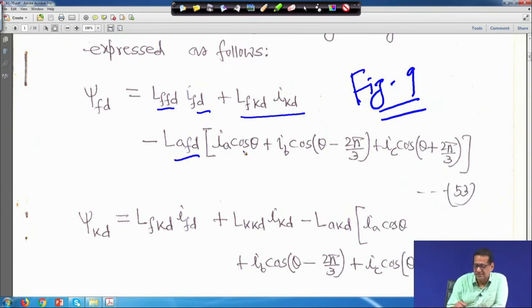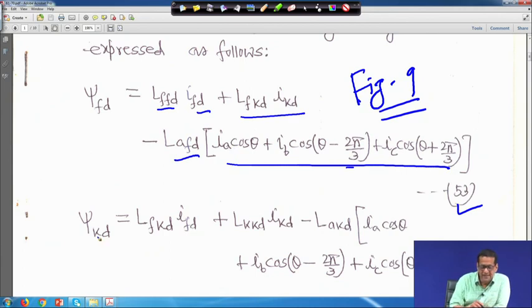So, it will be IA cos theta plus IB cos(theta minus 2 pi by 3) plus IC cos(theta plus 2 pi by 3). This is equation 53, right. This LAFD is the mutual inductance between the stator and the rotor, right. So, that means LFFD IFD plus LFKD IKD minus LAFD into IA cos theta plus IB cos(theta minus 2 pi by 3) plus IC cos(theta plus 2 pi by 3), right.